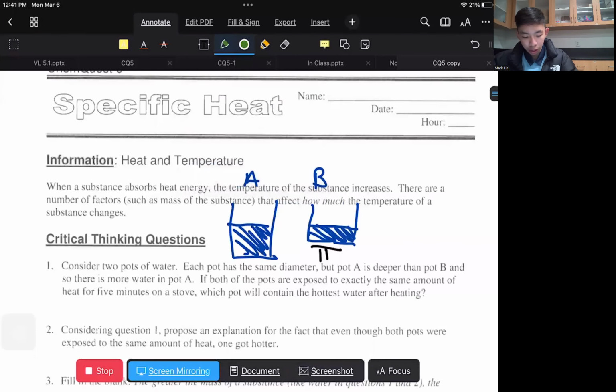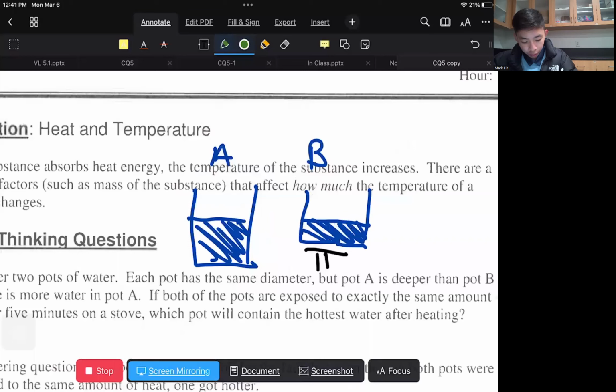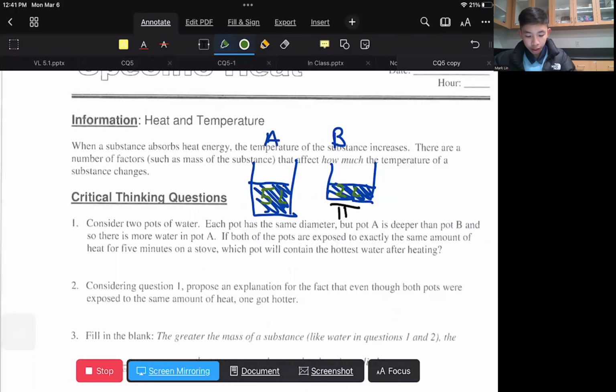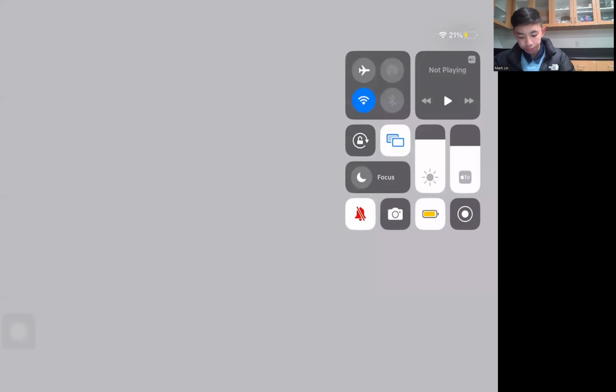Let's say for example that pot A has 5 liters and pot B has 2 liters. So we can clearly see that pot A has more water than pot B. Okay, second part of the problem. If both pots are exposed to exactly the same amount of heat for 5 minutes on the stove, which pot will contain the hottest water after heating?